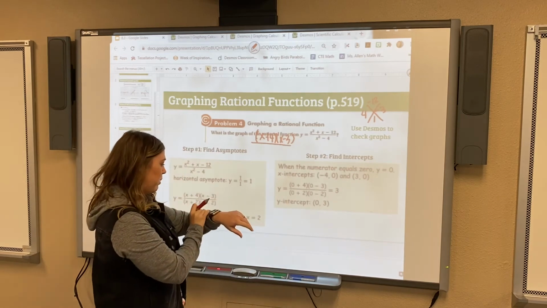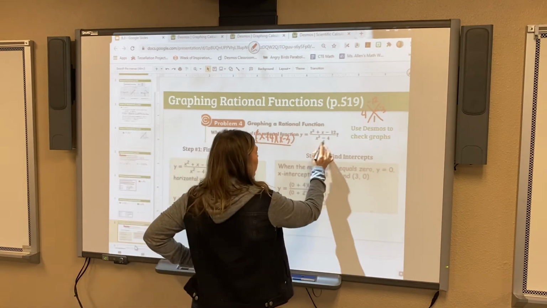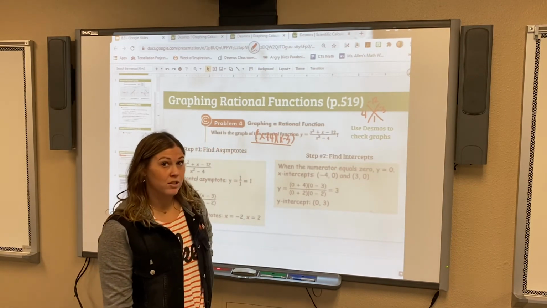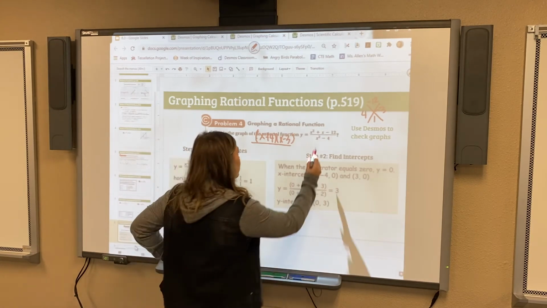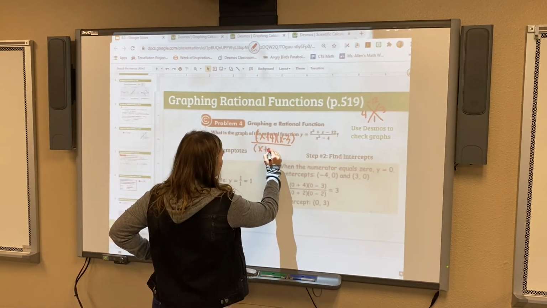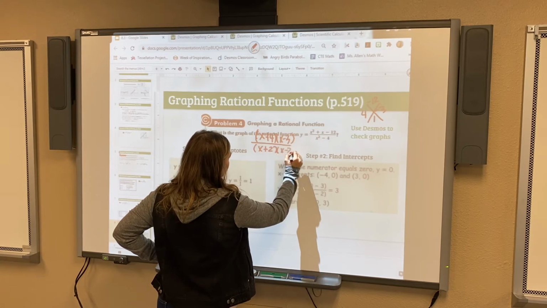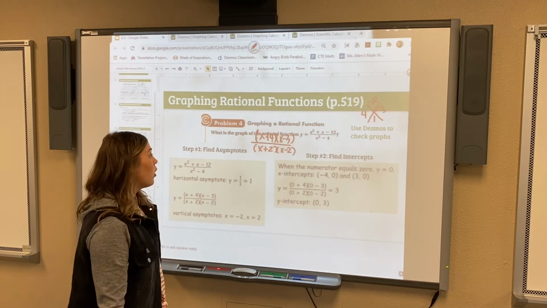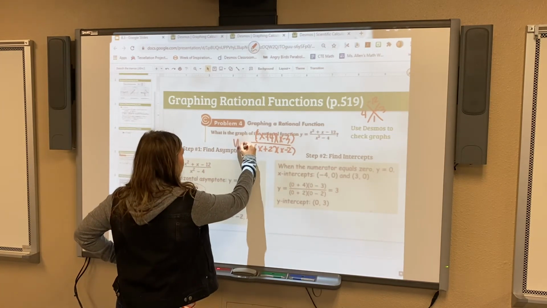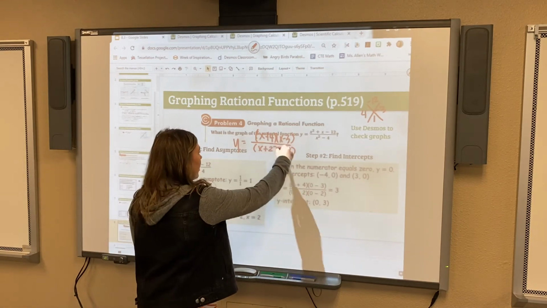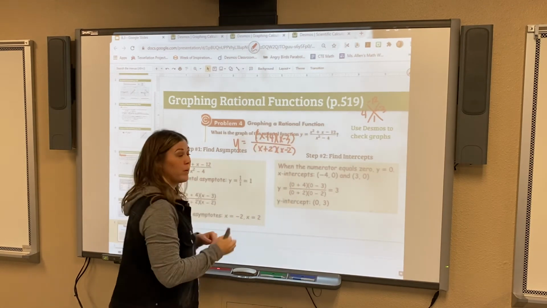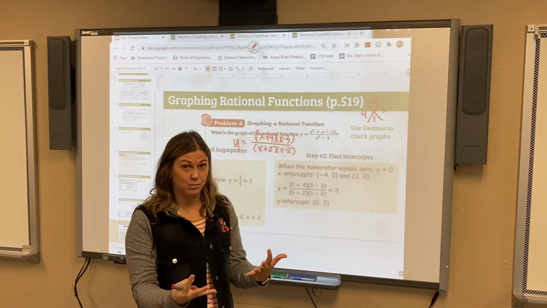Okay, now we do the bottom, and we have x squared minus 4. So this is the difference of two squares. So this would be x plus 2 and x minus 2. Okay, so I'm just going to show, y equals, nothing can cancel out. So we have no holes. These are going to be asymptotes.